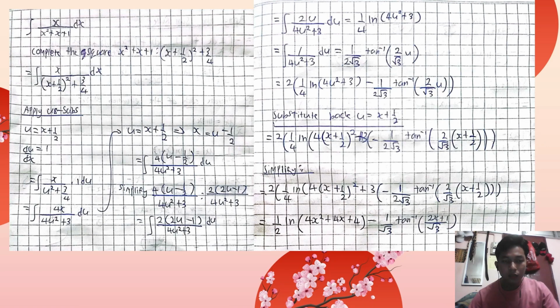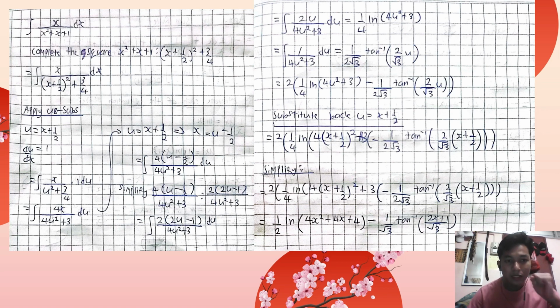For equation number 3, it is quite complicated to integrate directly. Therefore, we have to use a specific method, which is to complete the square. x to the power of 2 plus x plus 1 equals x plus 1 over 2 to the power of 2 plus 3 over 4. Then we insert it back into the denominator, and we get the integral of x over x plus 1 over 2 to the power of 2 plus 3 over 4 dx.